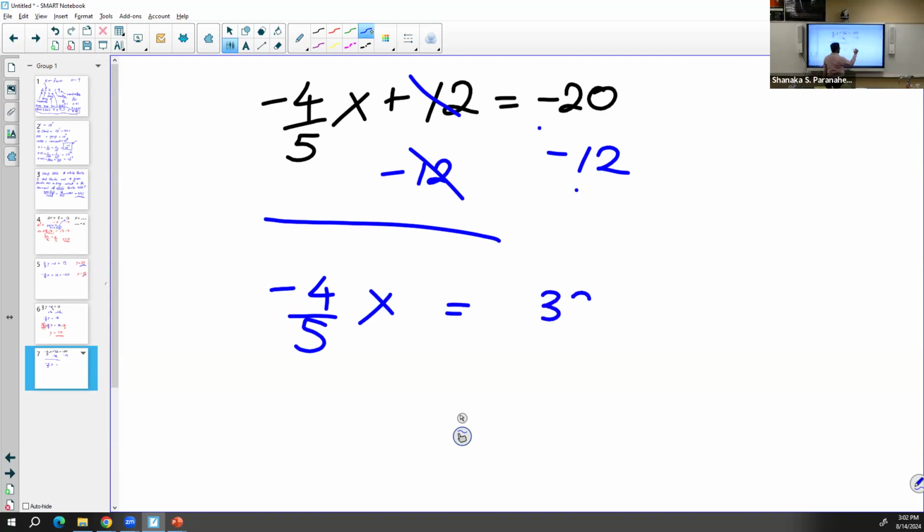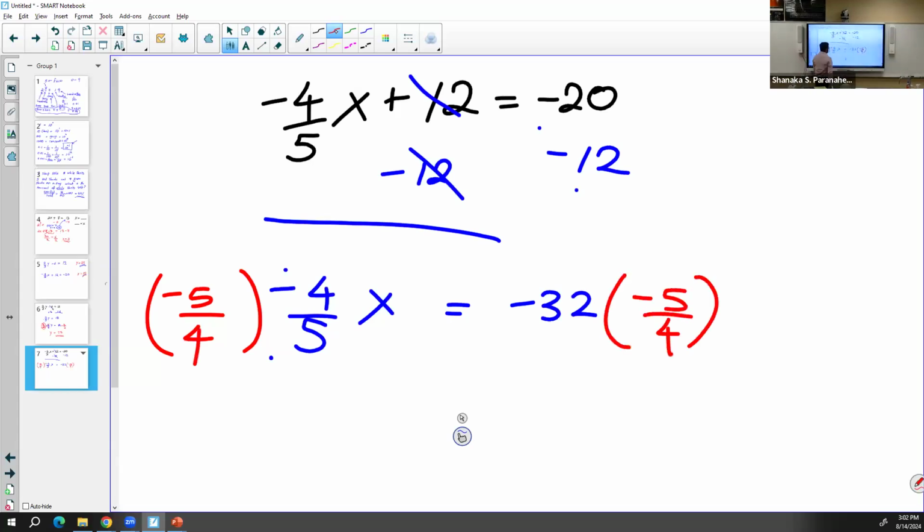32, sign of the numbers, negative. So it's -32. Now our coefficient has a negative symbol. To make it positive, we multiply it by the same negative number, since negative times negative makes it positive. So we can multiply both sides of this equation by -5 over 4. Negative times negative, answer is positive. So 5 and 5 cancel out, 4 and 4 cancel out.